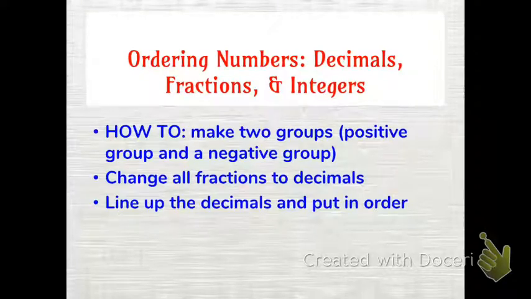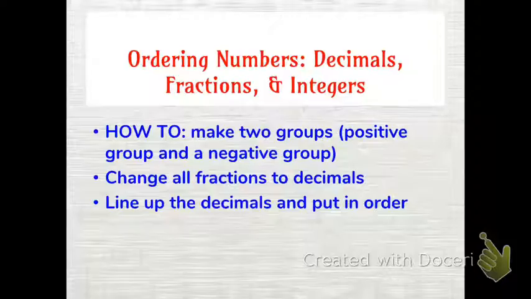So we started this part yesterday. It says, and this is inside of your notes, make two groups, one for positive and one for negative. Change all the fractions to decimals. Okay, we can do that with a calculator. Okay, line up the decimals and then put them in order.